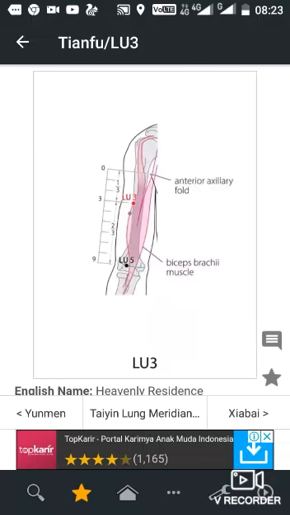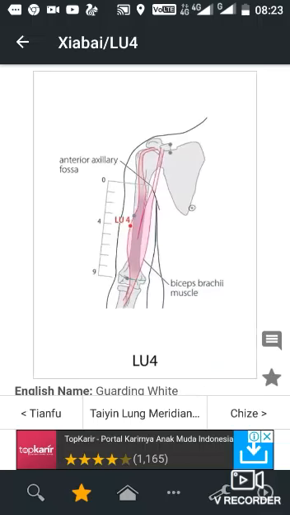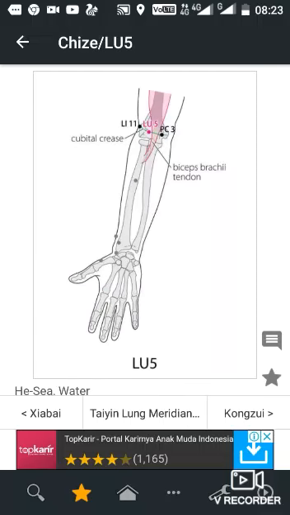Lung 3, location: on the radial border of biceps brachii, 3 cun below the end of the anterior axillary fold. Lung 4, location: on the radial border of biceps brachii, 4 cun below the end of the anterior axillary fold, or 5 cun above the transverse cubital crease. Lung 5, location: in the transverse cubital crease, on the radial side of the tendon of musculus biceps brachii.